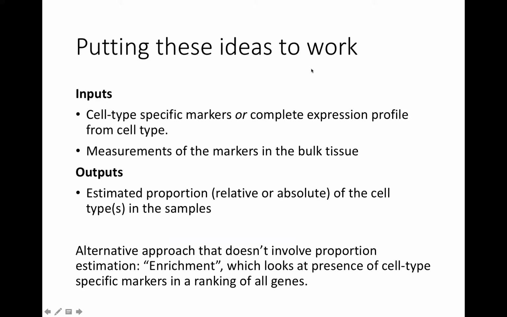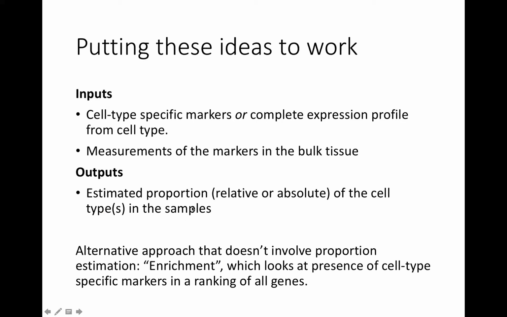So if we want to try to put these ideas to work and do deconvolution, we don't need a whole lot of information, although there are lots of gotchas and cautions that we can talk about. First of all, we need some kind of cell-specific markers or a complete expression profile for the cell type we're interested in. Then we need measurements of those markers or profiles in the bulk tissue, because that's what we want to study. And the output is some kind of estimated proportion, either in relative or maybe even absolute terms, of the cell types in the samples.